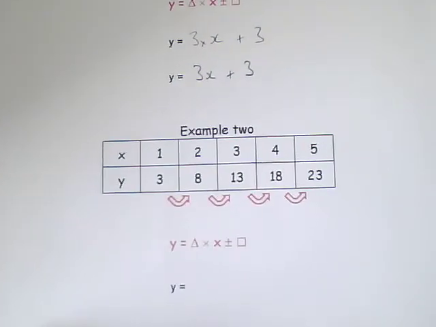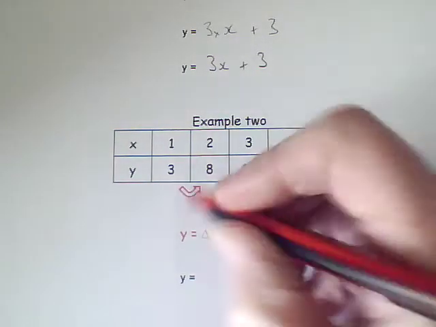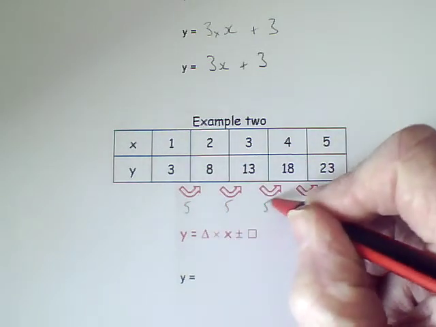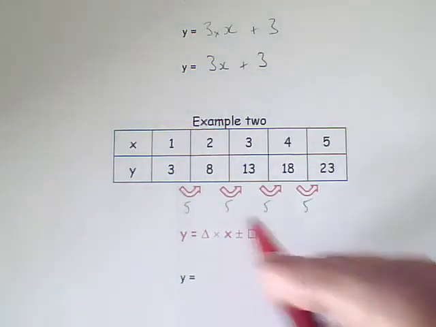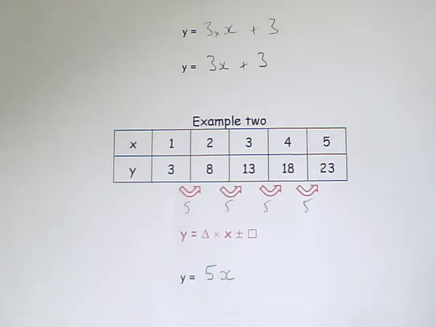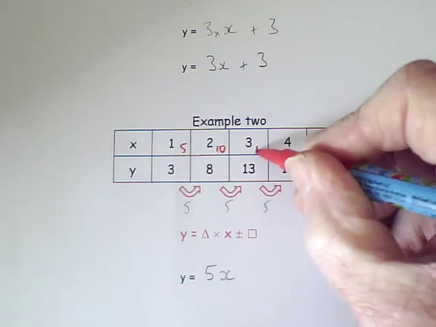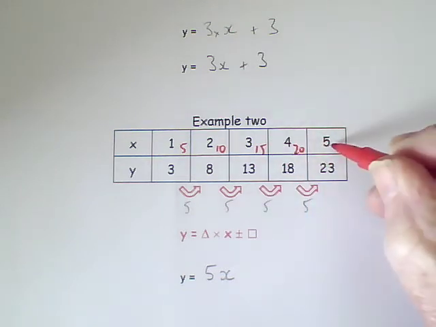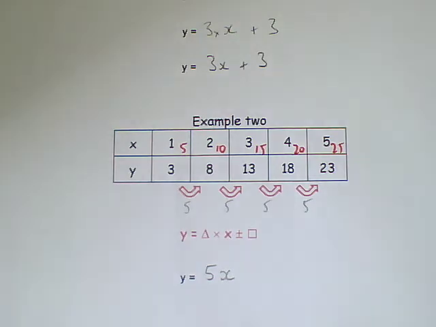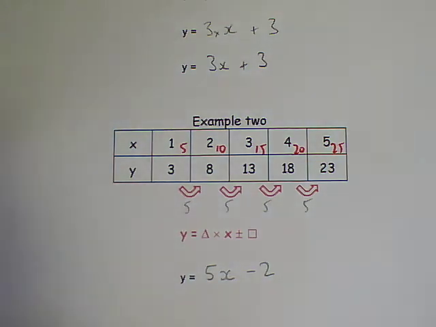Example 2. This time, we're going up by 5 each time. X is going up by 1, so we're going up 5 times as fast. That's where we get our 5 times x. Now, again, after we multiply by 5, how do we get to the bottom value? In this case, the red values are all larger than the value at the bottom. So consistently, we need to take away 2. So our rule is y equals 5x minus 2.